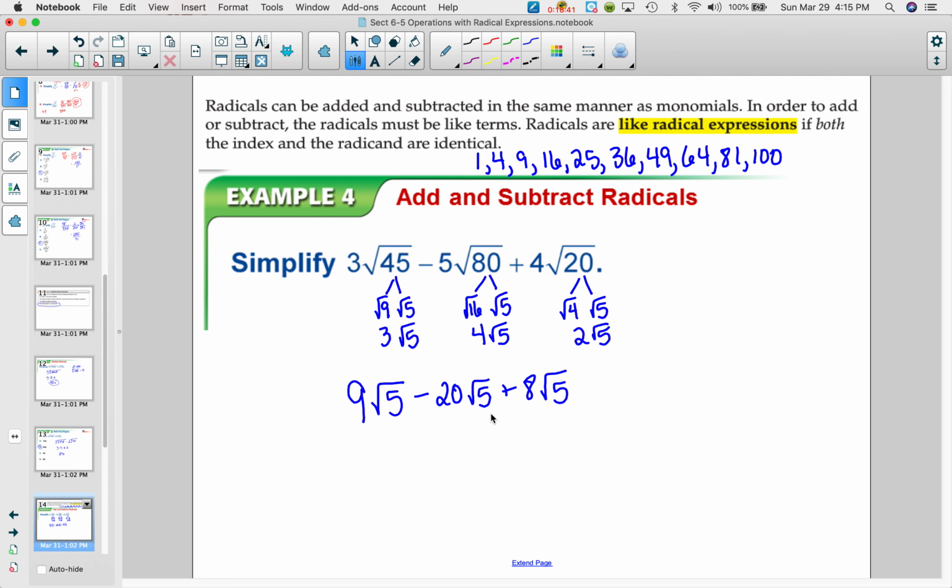Now notice they're all alike. So I have 9 minus 20, which is negative 11, plus 8, which is negative 3. So my answer is just negative 3 root 5. So I'm just combining those. This is like having 9x minus 20x plus 8x. I mean, it's really the same kind of idea. You're combining like terms.